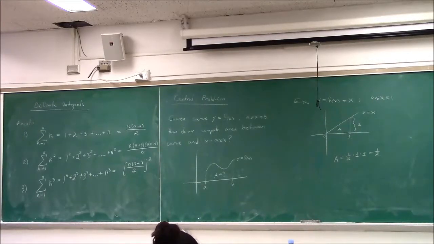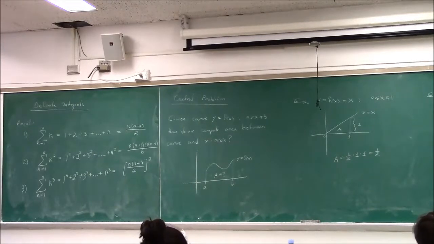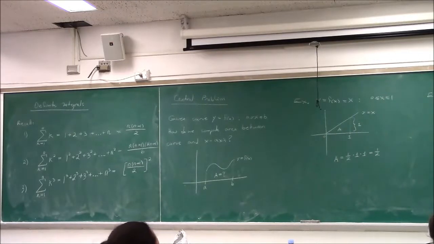But if I select a curve that is slightly more difficult, as in y equals f of x, which is x squared, let's say again x is between 0 and 1. Now the shape is that of a triangle whose hypotenuse is bent. So it's no longer obvious what the area is.